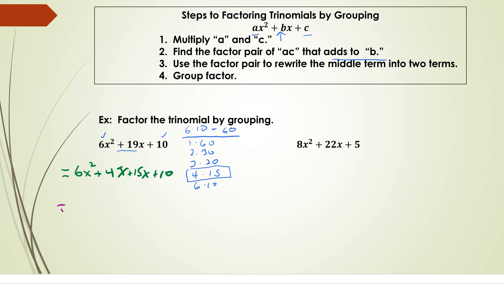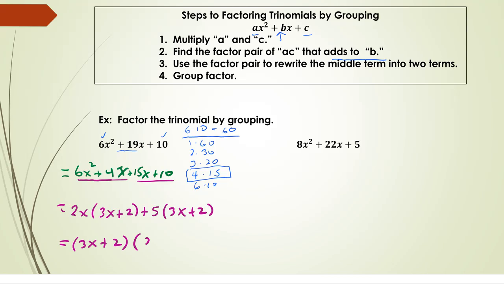So remember our process. We underline the first two and then underline the second two. In the first two, our greatest common factor is 2x, and if we factor that out, we'll get 3x plus 2. In the second two, our common factor is 5, and if we factor that out, we'll also get 3x plus 2. So you can see here now we have a common factor of 3x plus 2, and then the other is 2x plus 5.